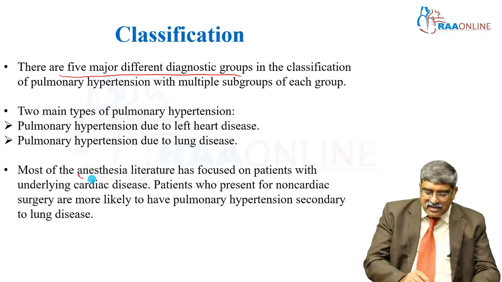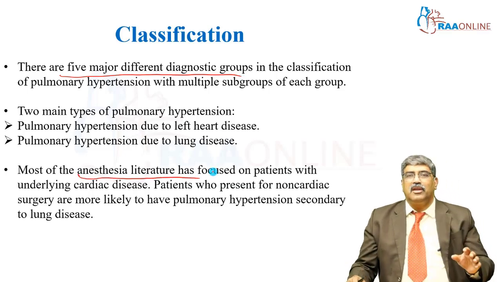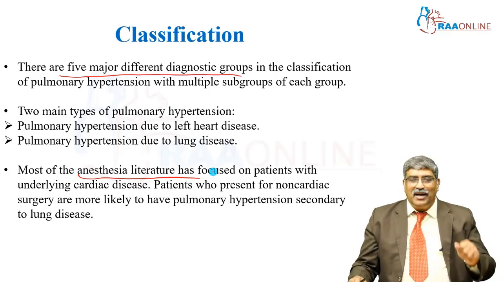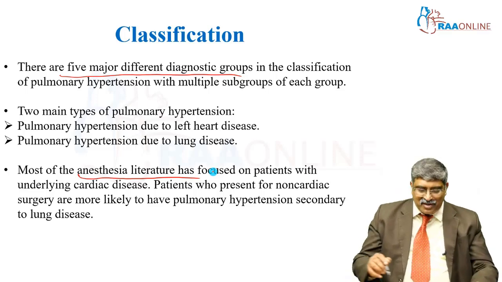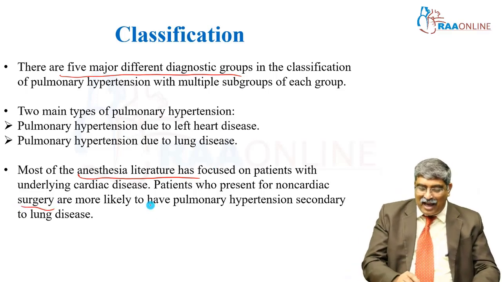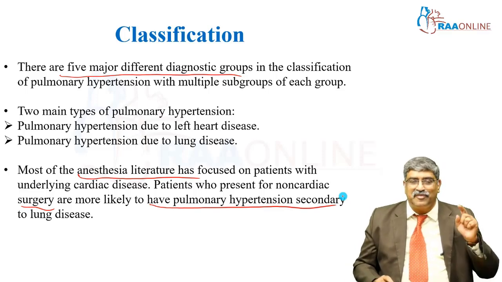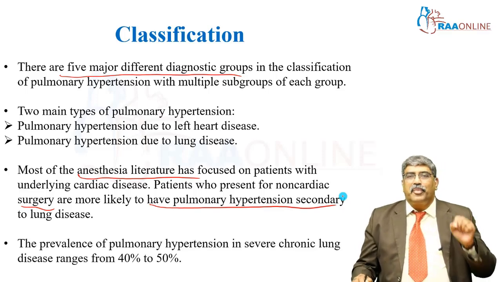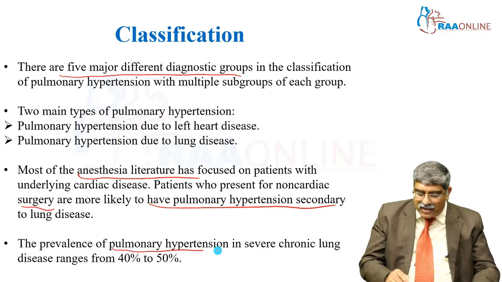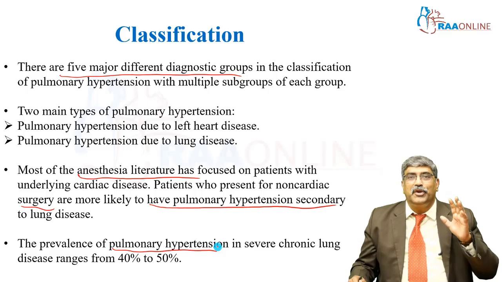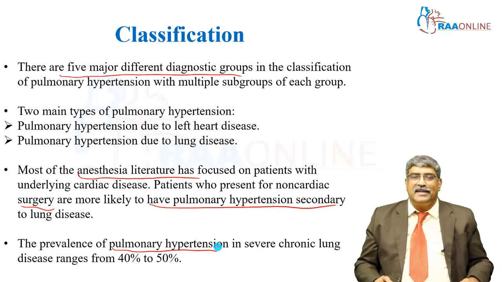Most of the anesthesia literature is focused on pulmonary hypertension due to cardiac disease. But the patients who are coming for non-cardiac surgery particularly have pulmonary artery hypertension secondary to lung disease. That is very important. The prevalence of pulmonary hypertension in severe lung disease is around 40 to 50%. You have to understand that.